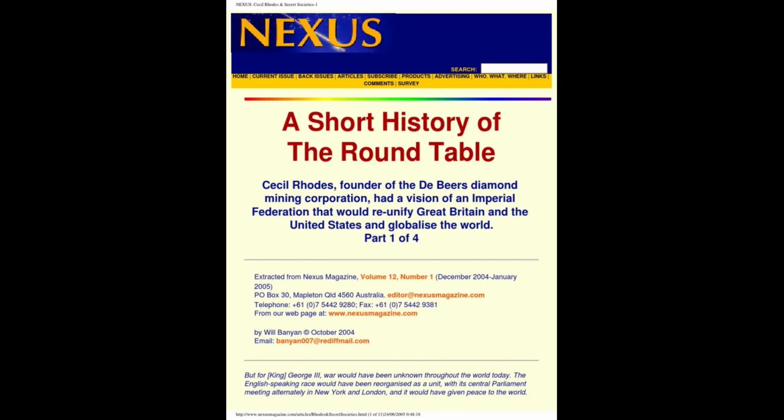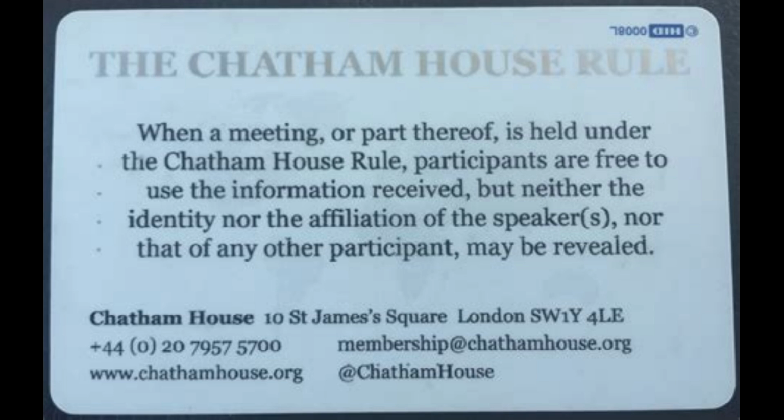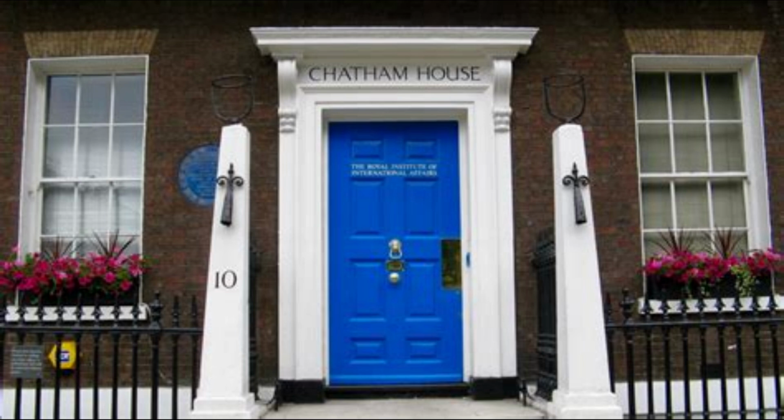Most people have probably heard of the Chatham House rules. The Chatham House rules are that anything discussed within those walls could not be divulged outside of those walls. So it's secret. It's a secret club. The reason they do that is so they can speak about things that most people wouldn't even contemplate and don't even want to speak about.